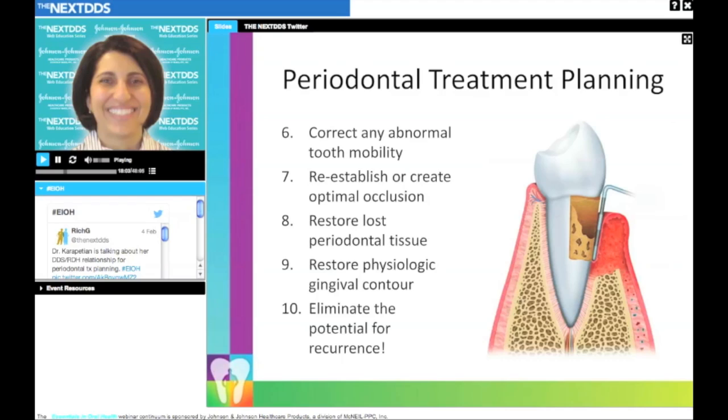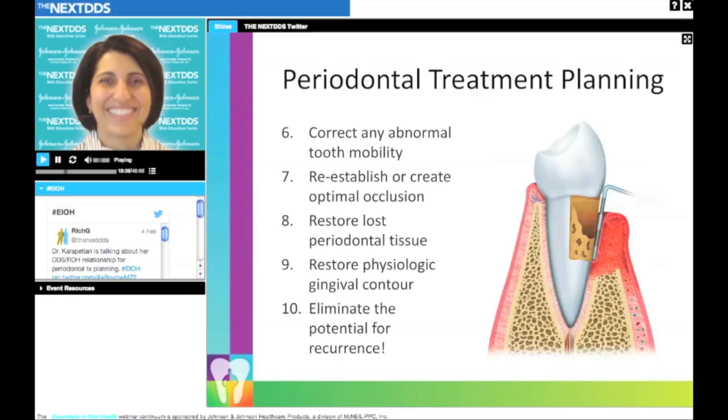So just a little bit more on the periodontal treatment planning phase. At this phase, we also want to correct any abnormal tooth mobility. So is there mobility because of occlusal trauma? Is there mobility because of loss of attachment? We need to identify what's going on so that we can better treatment plan and correct the mobility. Which goes on to the next point, which is the optimal occlusion. Do we need to reestablish or recreate that optimal occlusion? Or once the inflammation has subsided, will the patient return to optimal occlusion?